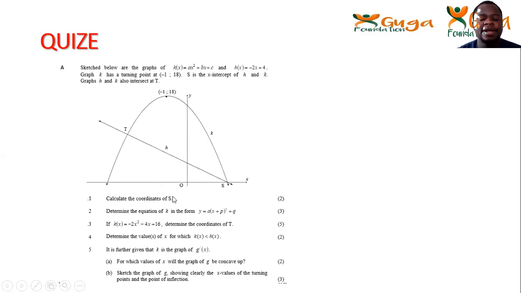Use the turning point formula, y is equal to a into x minus p squared plus q. So if k is equal to this, determine the coordinate of t. T is a point of intersection. You equate the two graphs here, k and h of x. Then determine the values of x for which k of x is less than, so k of x is this one. So k of x will be less than here, going this side, going up there, and then also this side going down there. So this is simple.